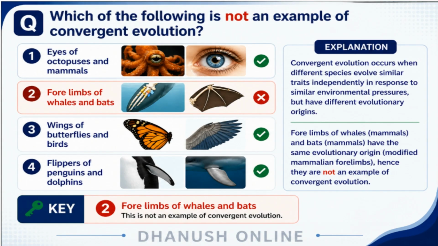Convergent evolution involves different species evolving similar traits independently. Forelimbs of whales and bats are modified mammalian forelimbs, sharing a common evolutionary origin. Therefore, this is an example of divergent evolution, not convergent evolution. The correct option is 2.